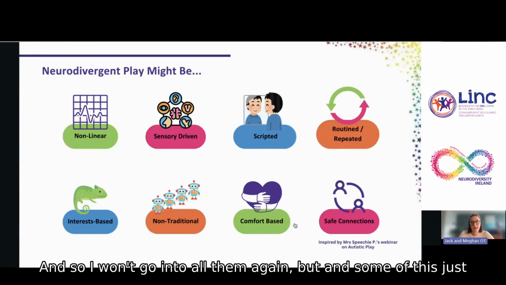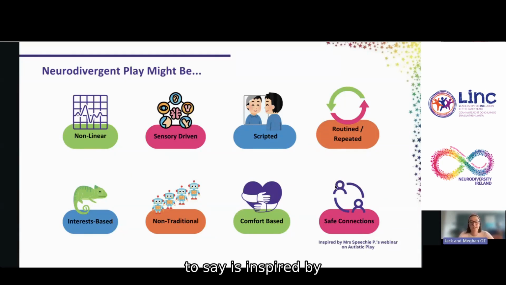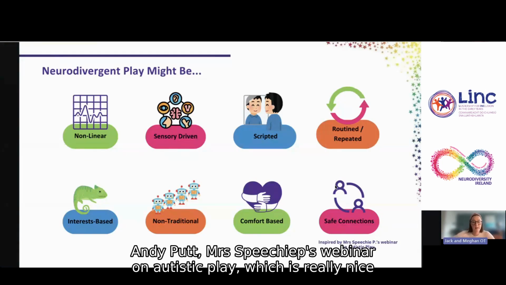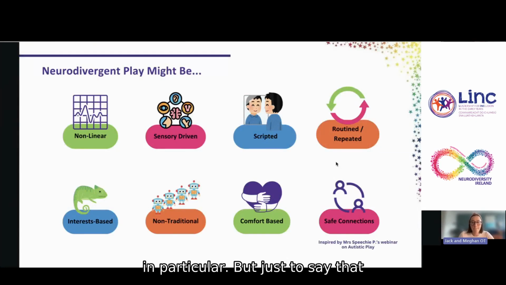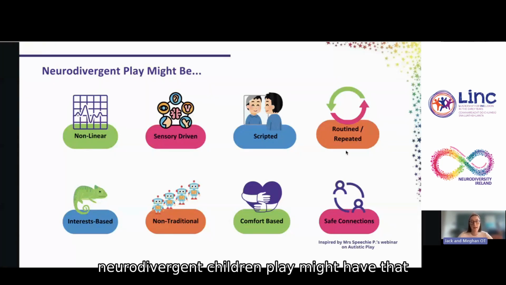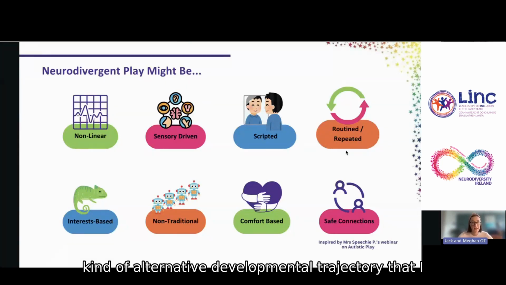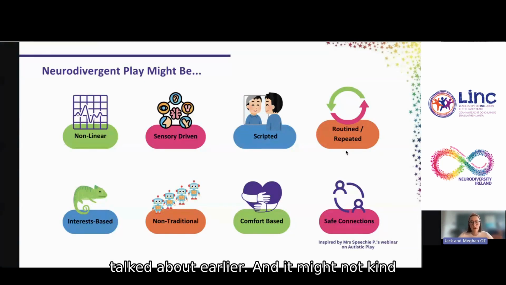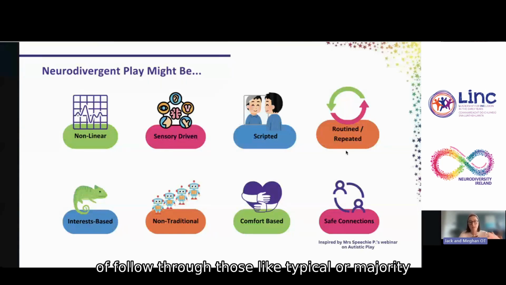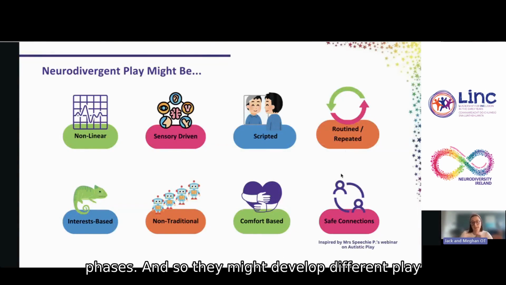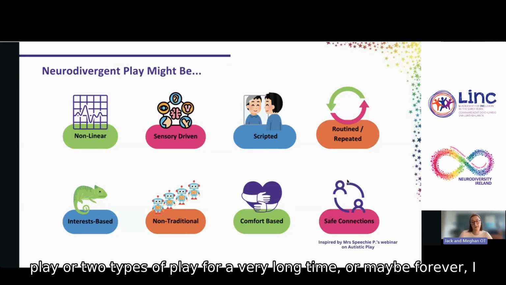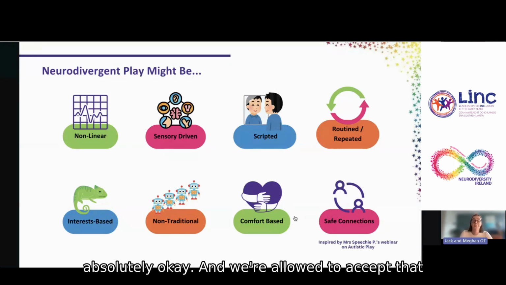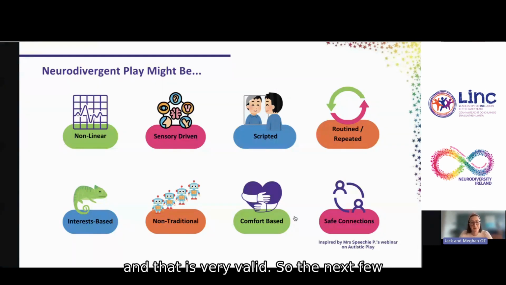And then this is just a slide that reiterates some of what I've already talked about, so I won't go into all of them again. Some of this is inspired by Andy Putt, Mrs. Beachy-P's webinar on autistic play, which is really nice, and she speaks really nicely about neurodivergent and autistic play in particular. But just to say, neurodivergent children's play might have that alternative developmental trajectory that I talked about earlier, and it might not follow through the typical or majority milestones of play and through these expected phases. And so they might develop different play at different times and in different orders. Or they might stick with one type of play or two types of play for a very long time, or maybe forever, I don't know. And that's absolutely okay. And we're allowed to accept that, and that is very valid.